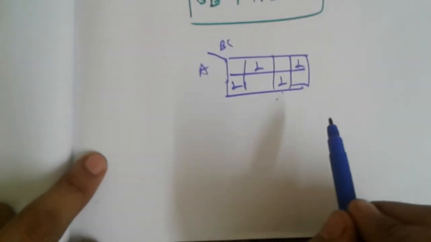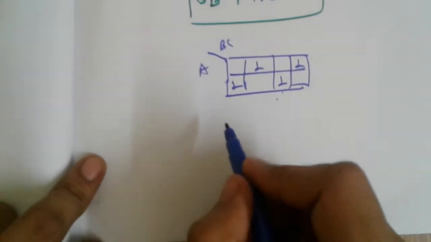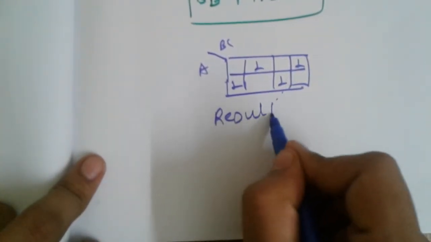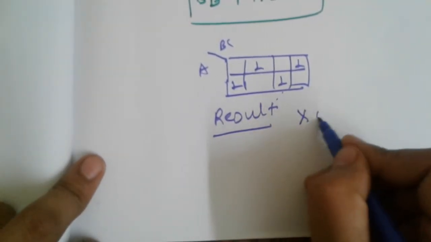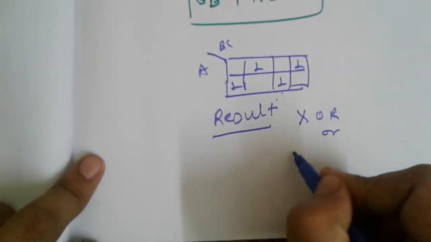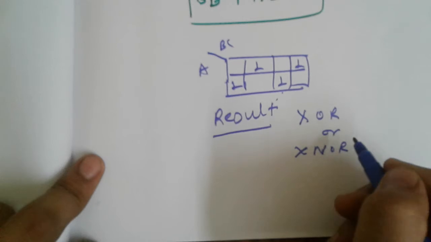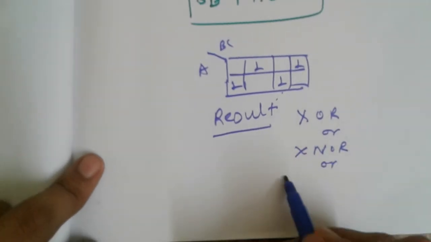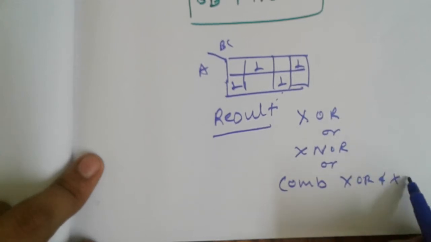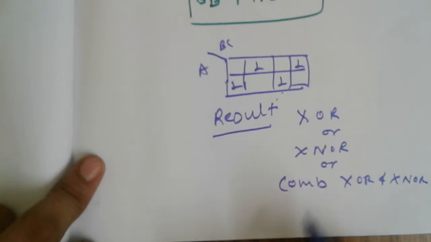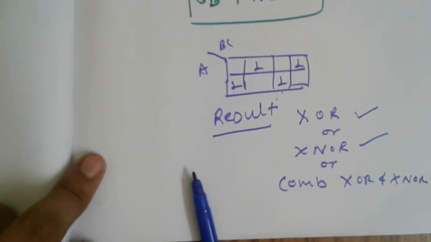When diagonal adjacency occurs, we can't minimize further, and the Boolean expression of this K-map will be XOR, or XNOR, or a combination of XOR and XNOR. These three cases are possible when diagonal adjacency occurs. So when we have elements only on the diagonal, that is called diagonal adjacency.